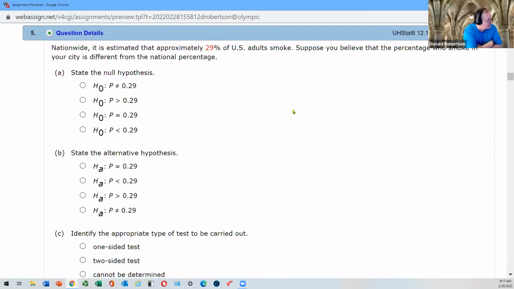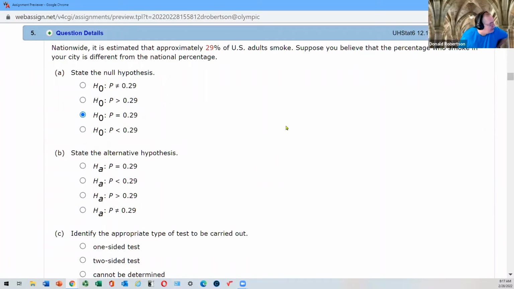Okay, here is a statement, question 5, and we are going to write down what the null and the alternate would be, and what type of test it is. Nationwide, it's estimated that approximately 29% of adults smoke. And then they go on and say, suppose we believe that this is now different. The null hypothesis is always going to be equal. So if you've only got one with an equal sign in it, pick it. Because the null hypothesis is whatever the number used to be, 29%, and it's still that number.